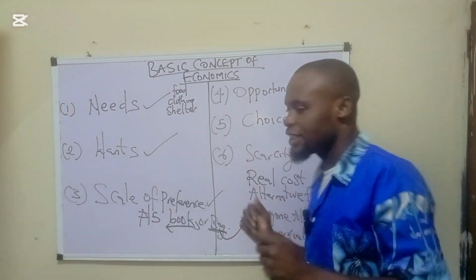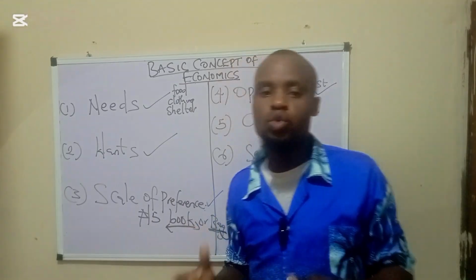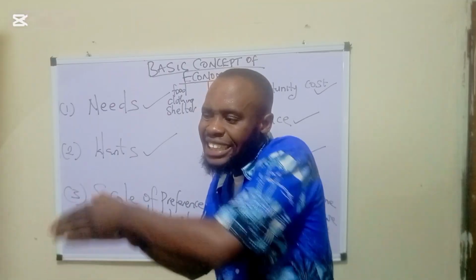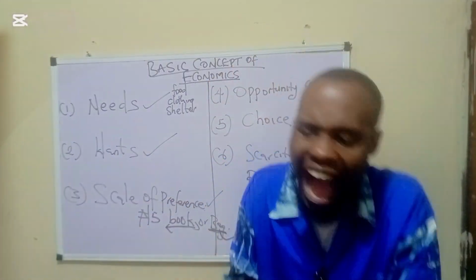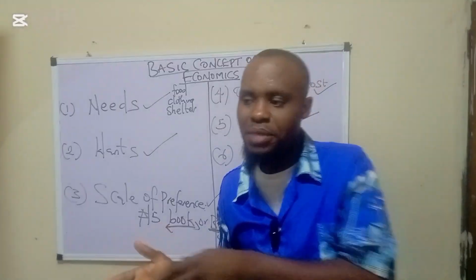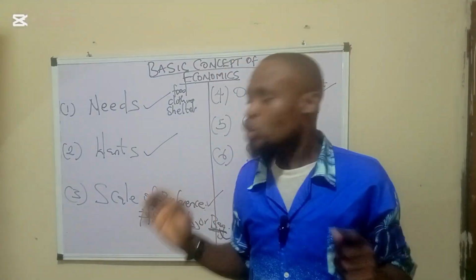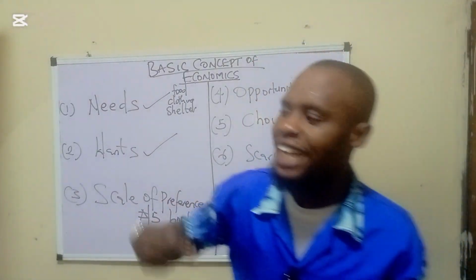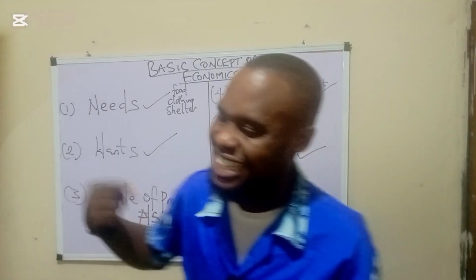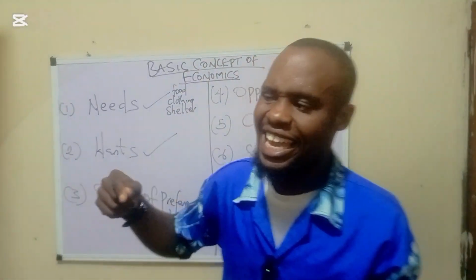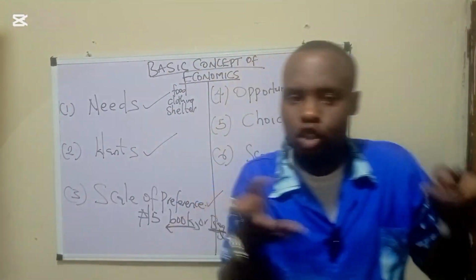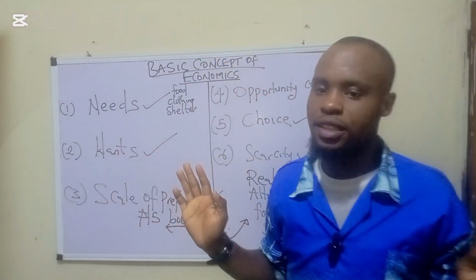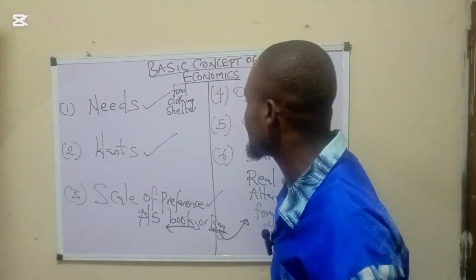So the next is scarcity. What is scarcity? Scarcity means when resources are limited in supply. So when resources are limited in supply, or less in abundance, it means there is scarcity. Scarcity is also one of the basic concepts of economics. When the demand is more than the supply, or the supply is not equal to the demand, we say the resource is scarce.